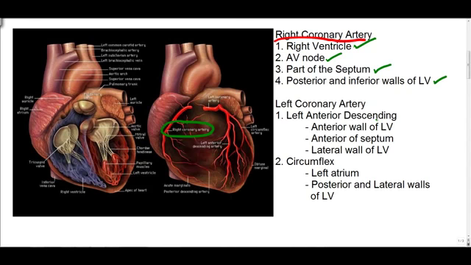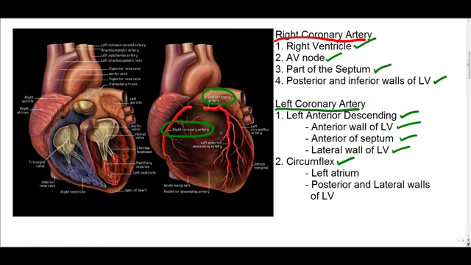The left coronary artery again originates from just above the origin of the aorta and has two major branches, the left anterior descending and the circumflex artery. The left anterior descending artery wraps around the front of the heart, and it supplies the anterior wall of the left ventricle, the anterior portion of the septum, and the lateral wall of the left ventricle. These are the three main components the left anterior descending supplies.